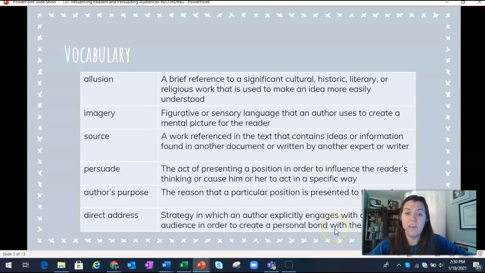Author's purpose is the reason that a particular position is presented to the reader. And finally, direct address is a strategy in which an author explicitly engages with a text audience in order to create a personal bond with the reader. And we're going to look at some examples of a couple of these things.